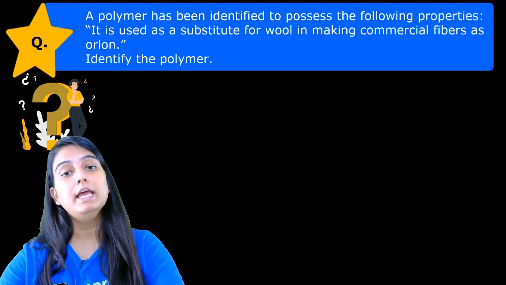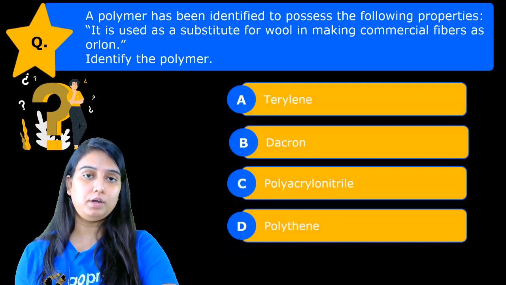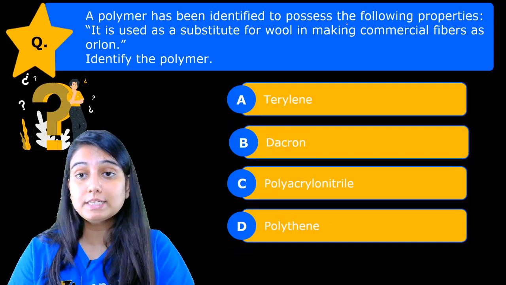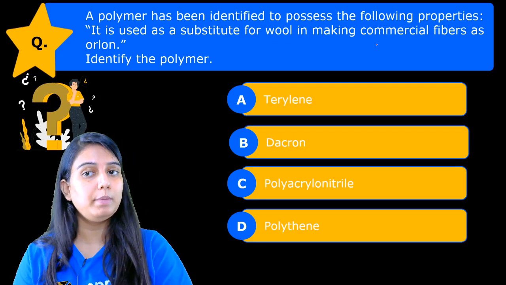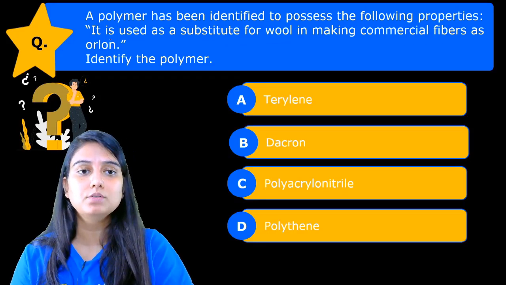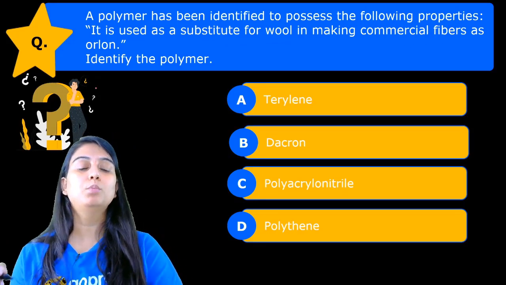चलिए मूव करते हैं नेक्स्ट क्वेश्चन पर. A polymer has been identified to possess the following properties. It is used as a substitute for wool in making commercial fibers such as Orlon. So we have to identify the polymer.